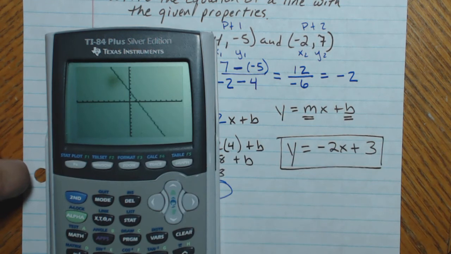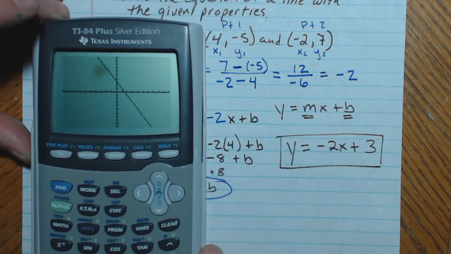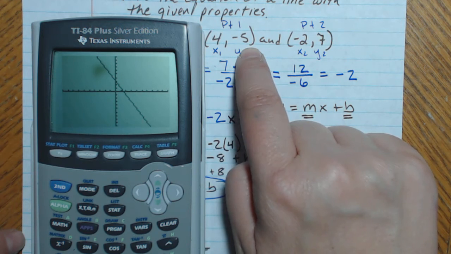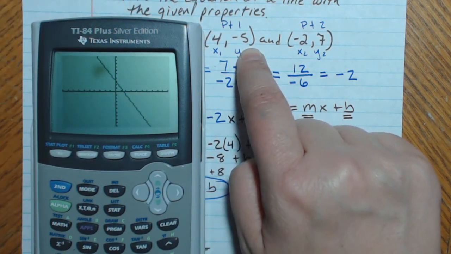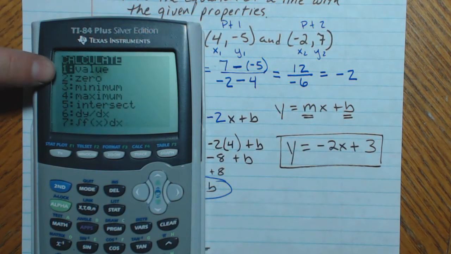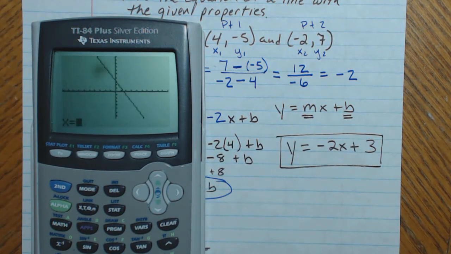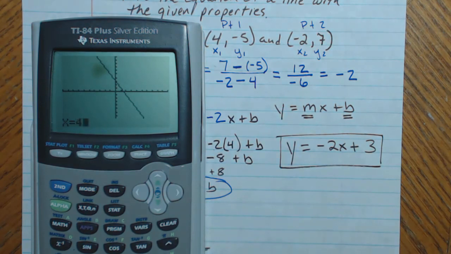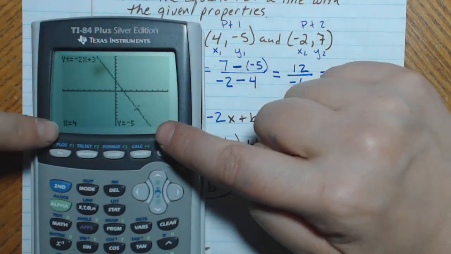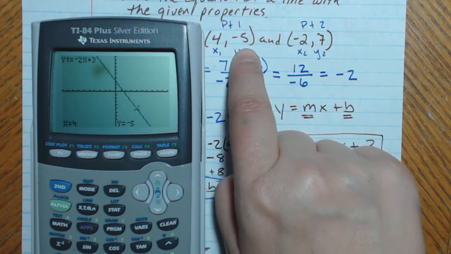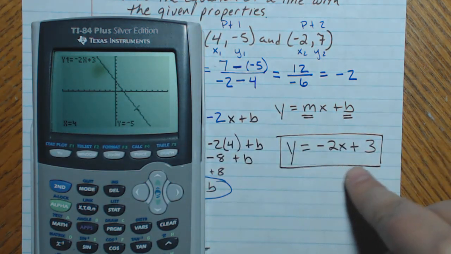So there's my line. And now what I can do is use the calc function on my calculator to plug a value in for x and find the y that's associated with that x on the line. So I go to second calc, and I'm going to choose the first choice, value. So I'm just going to push number 1 or hit enter to choose value. And at the bottom of the screen, it's going to prompt me for an x, and I'm going to put in the first x I have, 4. Once I do that, I'm going to push enter. And it will show me on the line that when x equals 4, y equals -5. It'll show where that point is. And that is what I was hoping. When I put in 4, I got out -5 for the y. So that point is on the line y equals -2x plus 3.